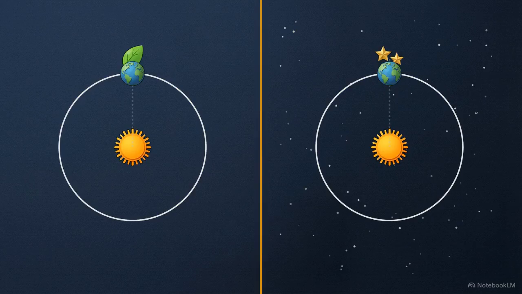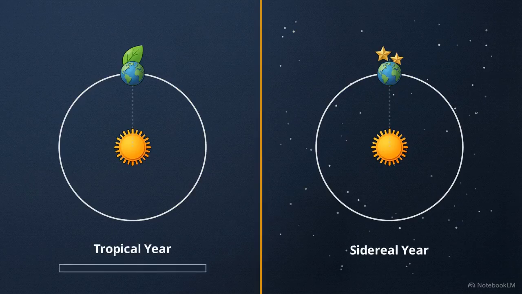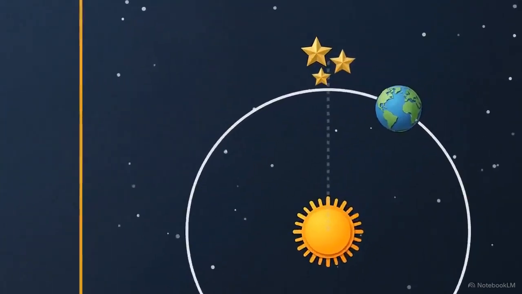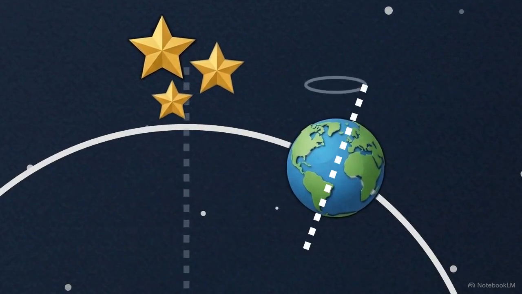This split-screen animation shows the Earth moving around the sun on the left and its motion relative to fixed distant stars on the right. The left side tracks the tropical year. This is the exact time it takes the Earth to travel from one spring equinox to the next, completing a full cycle of seasons in about 365.25 days.